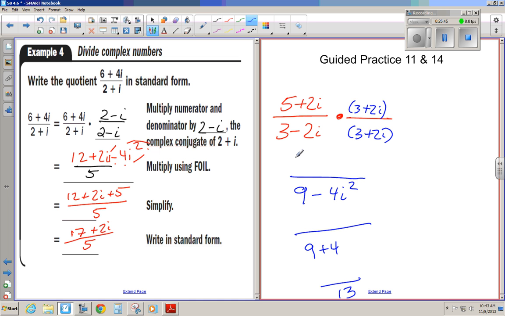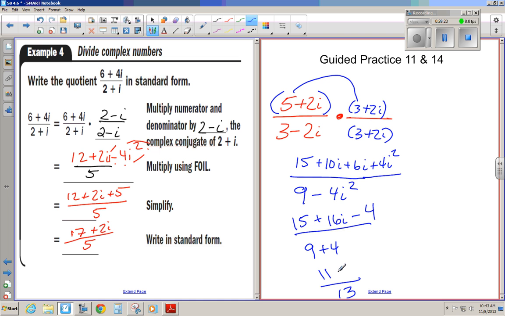The numerator, you have to FOIL. 5 times 3, 5 times 2i, 2i times 3, 2i times 2i, 4i squared. Once again, i squared is negative 1, so you change the sign. So let's combine some like terms and say to ourselves, well, you change the sign, get rid of i squared, so it's minus 4. 15 minus 4, and there's your answer.